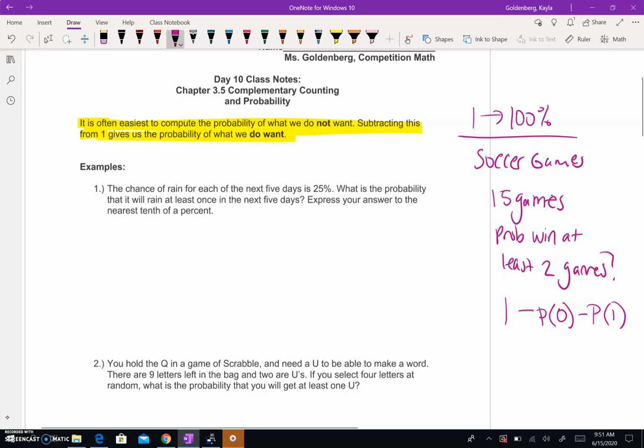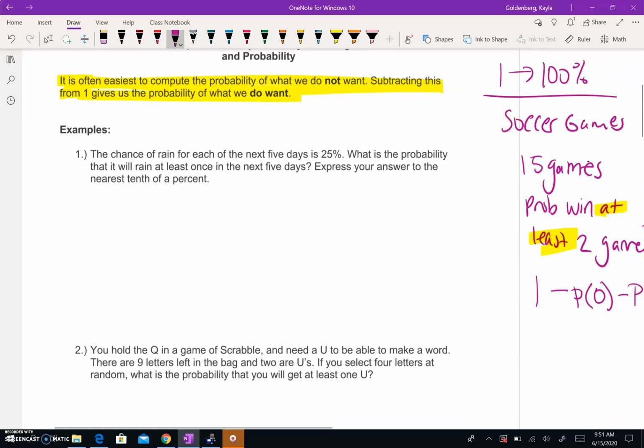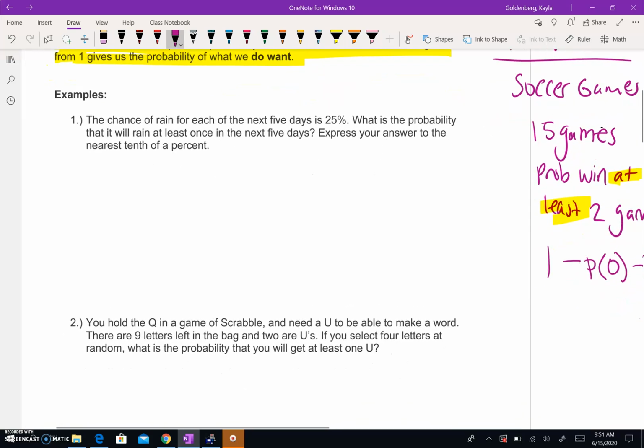Generally, the vocabulary I look for to signify that this is a useful strategy is something like "at least," or it just seems like there's going to be a whole lot of different things I have to calculate, and I don't want to get overwhelmed, and I want to look for a way to simplify the problem. So let's look at an actual example from our book.